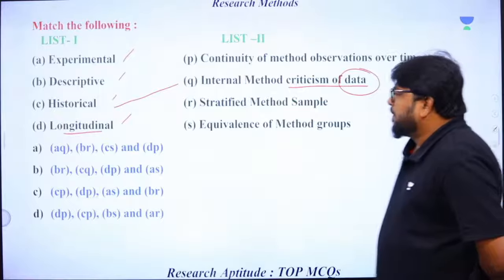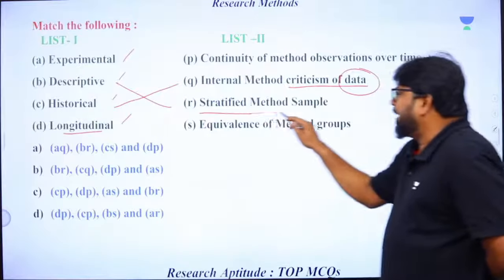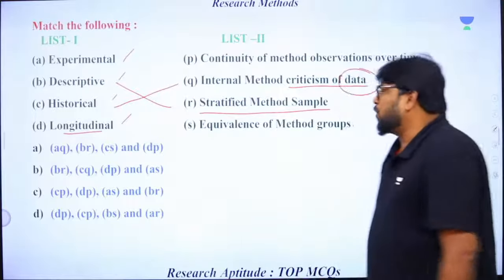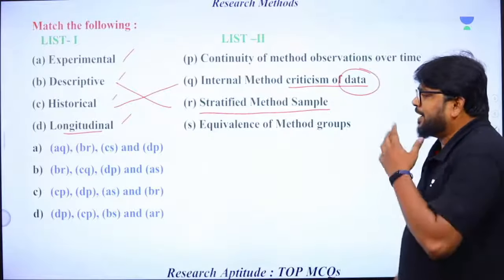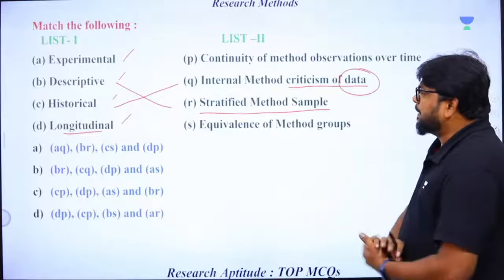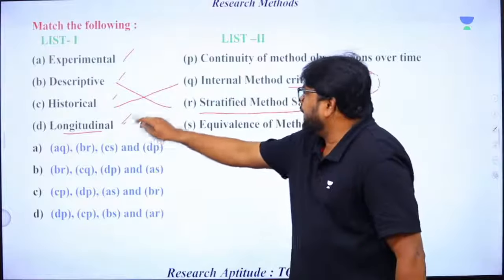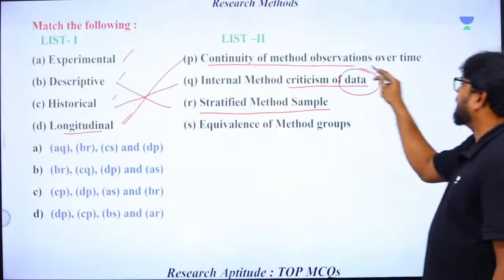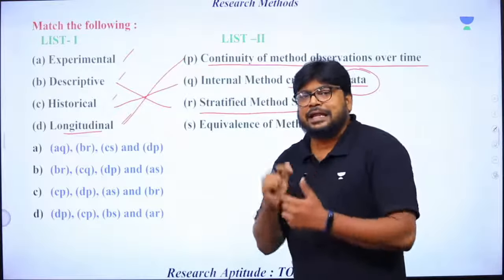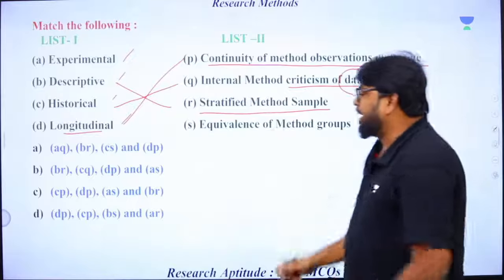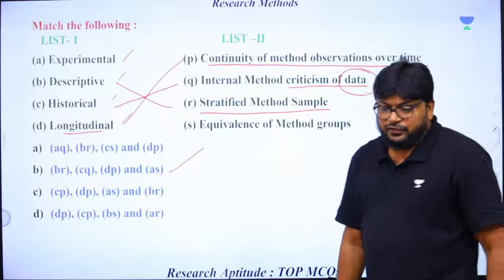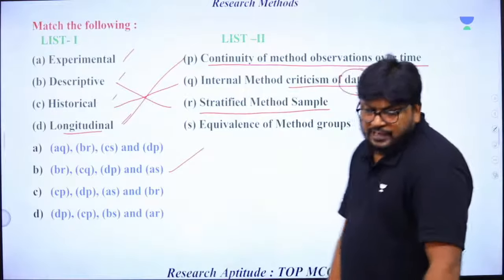Next comes B is for R, stratified method sampling. So here you are going with survey. Based upon that, you are going with stratified method sampling. This is very important. Keeping that in mind, you have one more concept, that is longitudinal, continuity of method, observations over time. That means you are not collecting data in a single time, you are collecting data multiple times. So B is the answer for this particular question, my dear friends, undoubtedly, which is very important for your examination.